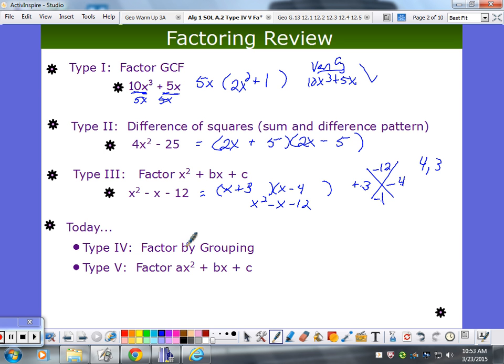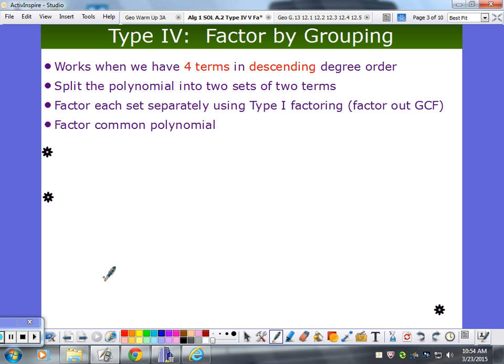We're going to be using something called factoring by grouping. And type 5 looks a lot like type 3, except you know how this has to be a 1 for type 3? For type 5, it'll be something else. It'll be another number. Okay, so let's look at type 4.